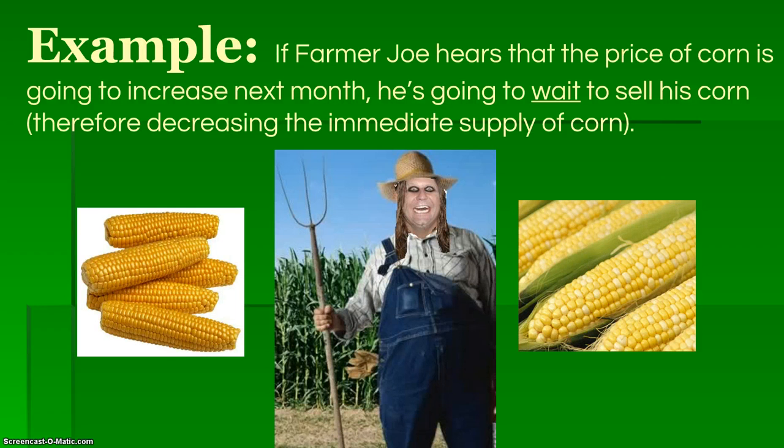And equally, the same thing happens going the other direction as well. If prices are expected to go down, they're going to want to sell today. So if Farmer Joe hears that the price of corn is going to increase, he'll wait to sell his corn because he'd prefer those higher prices.